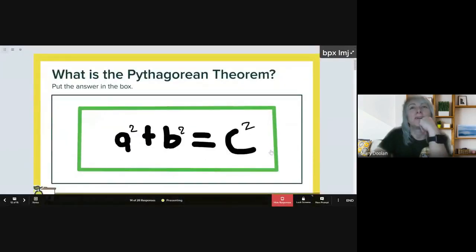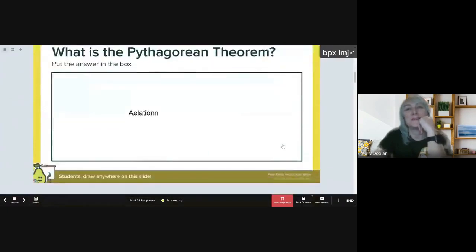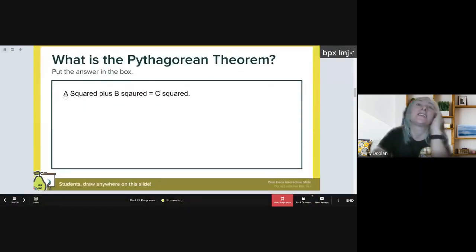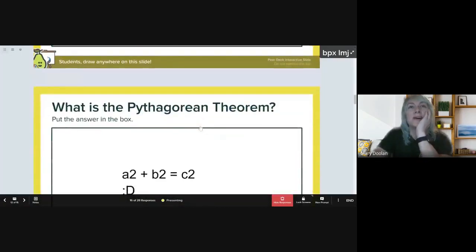Okay, here we go. A squared plus B squared is C squared. That is the Pythagorean theorem, absolutely. Someone's going to draw a right triangle. That's a good idea. A squared plus B squared is C squared. They wrote it out. That works too.